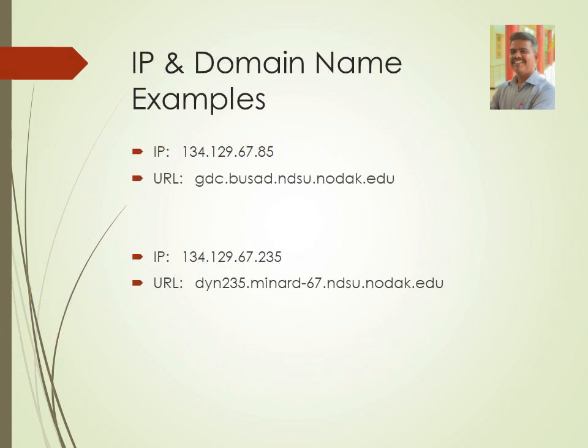IP, Internet Protocol, and domain name is the name of the website. In the given example, 132.129.67.85 is an IP address. A human being cannot remember all the digits at the same time. For example, if you are given something like bdu.ac.in, we can easily remember this website name.